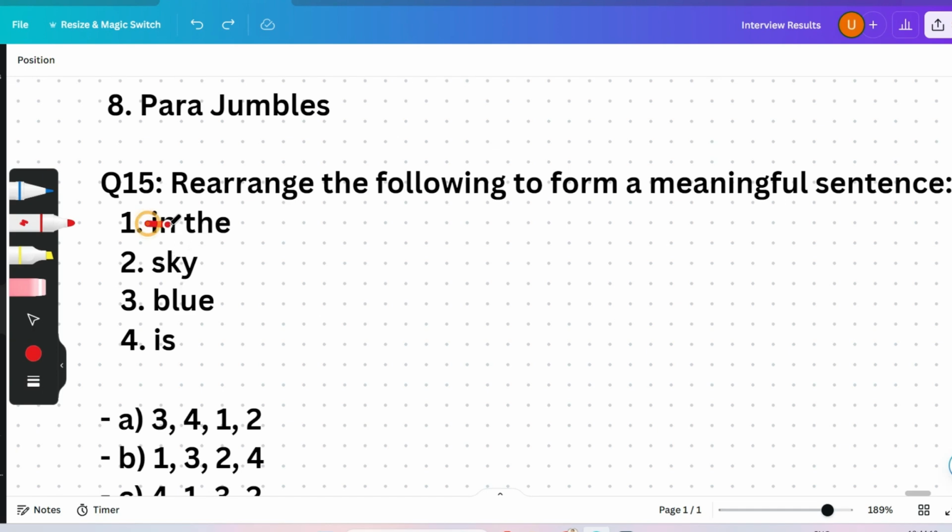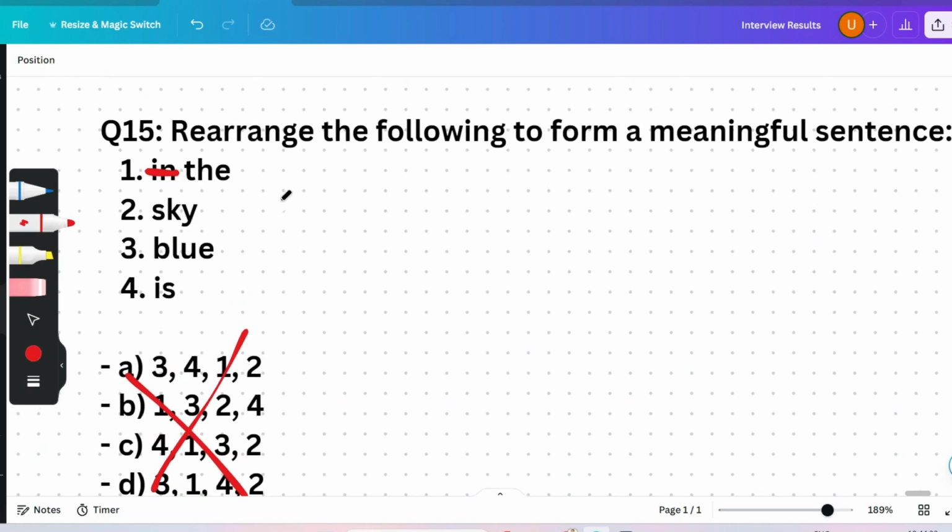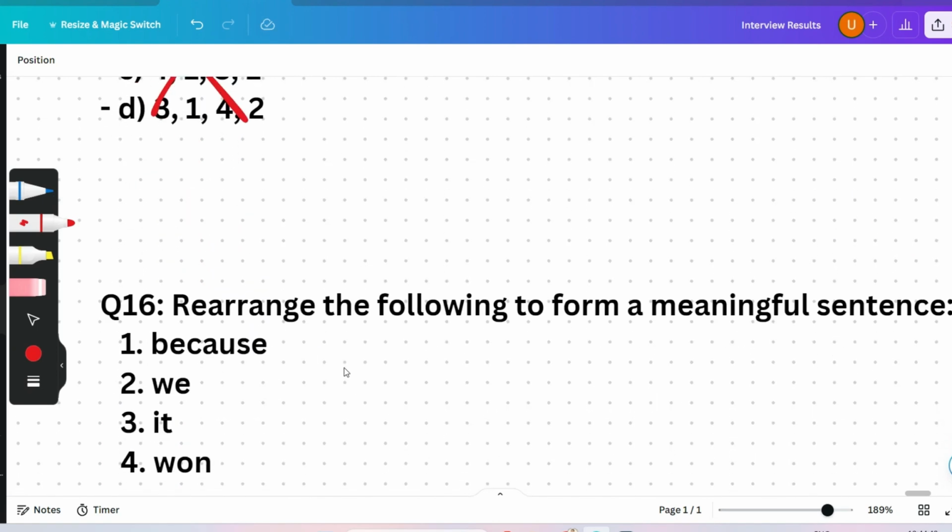In this case, actually, "in" is written by mistake. So the sky is blue. So 1, 2, 4, 3 will be the correct answer. Sorry, I think no options are given, so actually it is written by mistake. The sky is blue. This is the correct answer. Okay, so let's go to the next question.